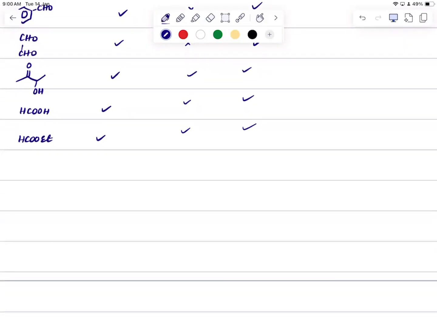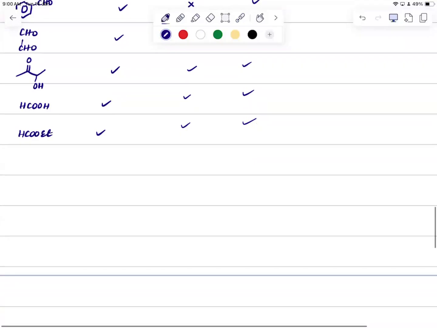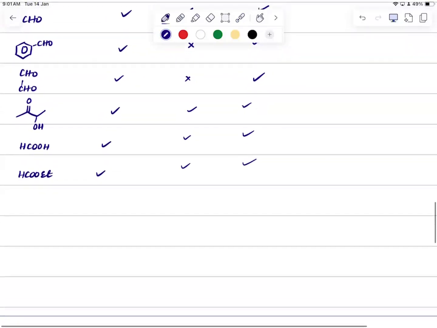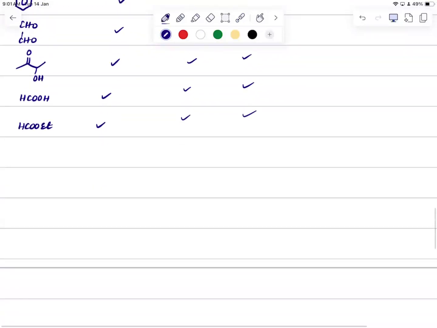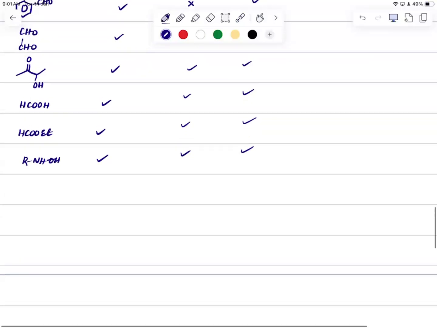Only for acids, okay? Formic acid and formic ester. Only for these two that will be positive. All right. And lastly, if you have a nitroso group, hydroxylamine, NHOH, then this will also give positive, to convert into a nitroso group. It will convert into a nitroso group.